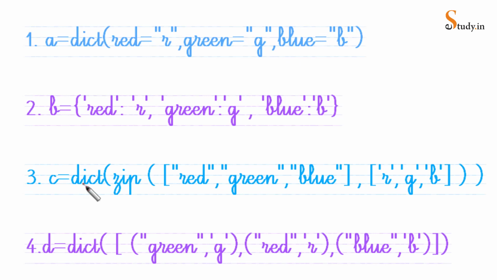Now the third is slightly different. Here again we are creating a dictionary, but we are using the zip function for this. Let me explain what the zip function does: in the zip function we are passing two lists.